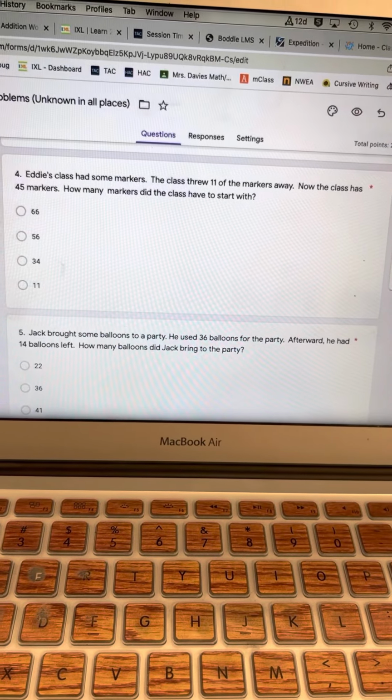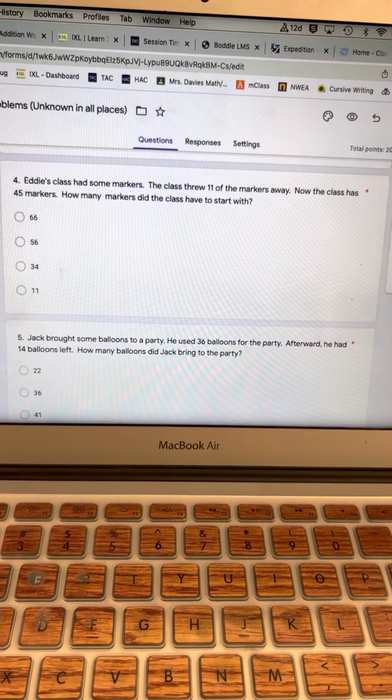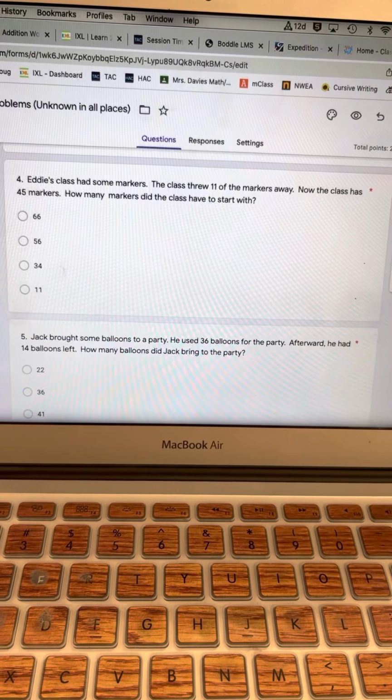Number 4, Eddie's class had some markers. The class threw 11 of the markers away, and now the class has 45 markers. How many markers did the class have to start with?